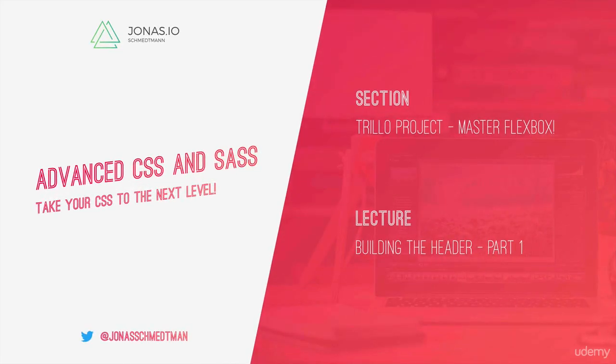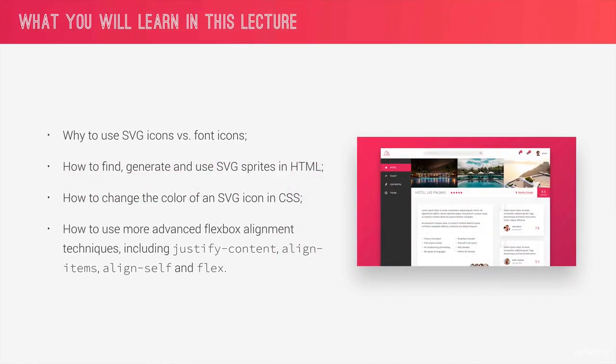Welcome back. In this lecture and the next one, we're going to build the header part of the app. And that will include using SVG images as icons instead of an icon font. So you're going to learn what SVGs actually are, how to find, generate and use SVG sprites in HTML, how to change the color of an SVG image in CSS, and finally, you will learn some more advanced flexbox alignment techniques which we're going to need to lay out all the components in the header.